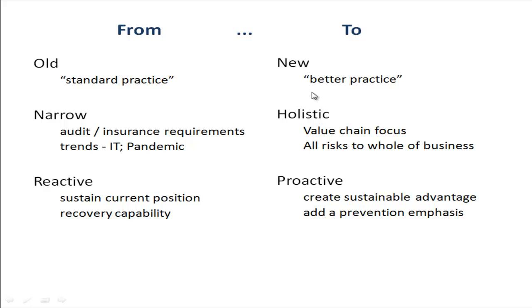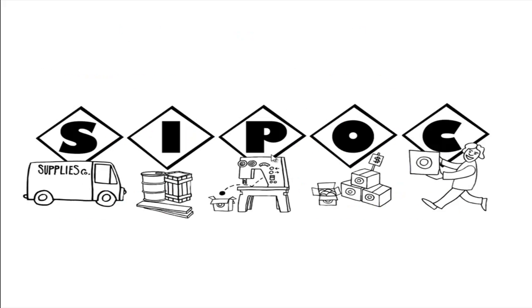On the other edge of the spectrum is where we operate, out to the right, adding value, addressing all risks across the whole of the business, and building on prevention, not just preparedness. How do we do this?